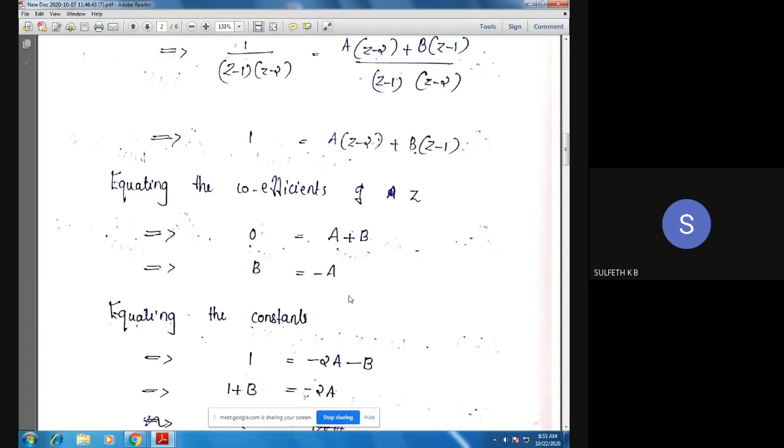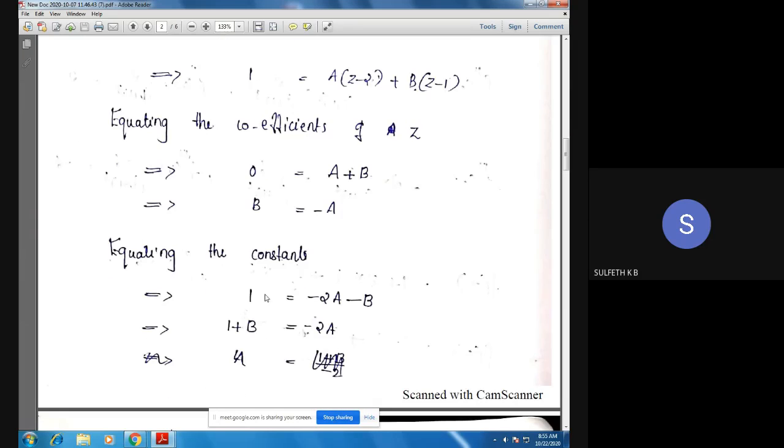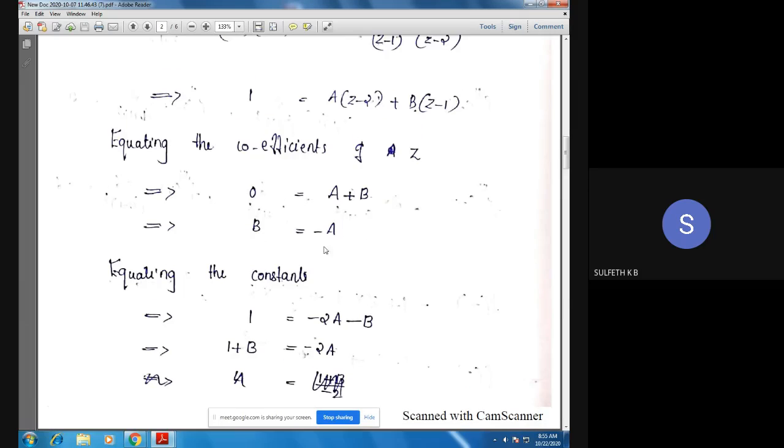There is no problem for that, the values are the same. You can write A equal to minus B or B equal to minus A. There is no problem for that. Then B equal to minus A.